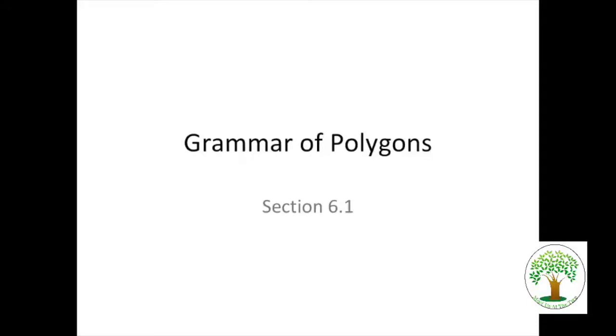All right, we're going to be doing grammar of polygons. This doesn't mean we're doing nouns or verbs. Grammar means like the vocabulary or the basics for it. Okay, so we're going to go back to basics and just do some vocabulary.